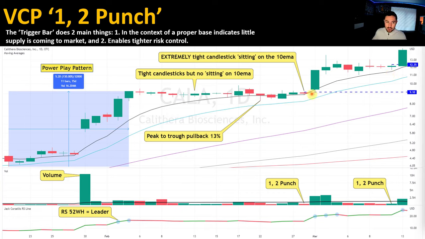52-week highs on the breakout bar. A couple of other subtleties here. If you get a 52-week high in the base, it's a very, very strong stock. If you get a 52-week high on the breakout, it's a very strong stock indeed. So you can see the 52-week high coming through on this breakout here. And then over here for this final one, 52-week high, blue dot coming through on the breakout. Really, really good to see.